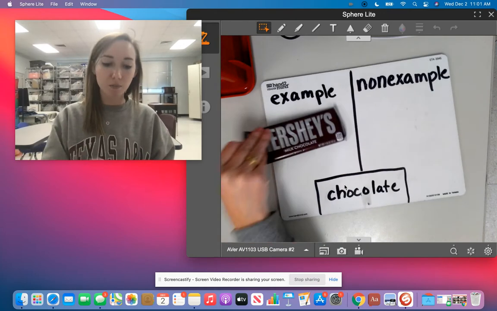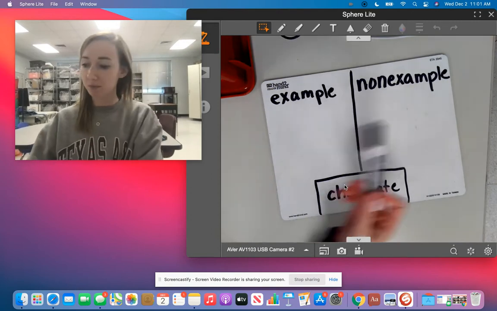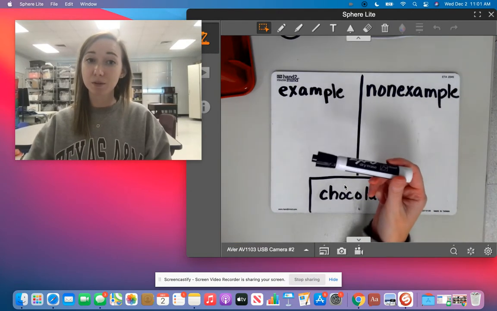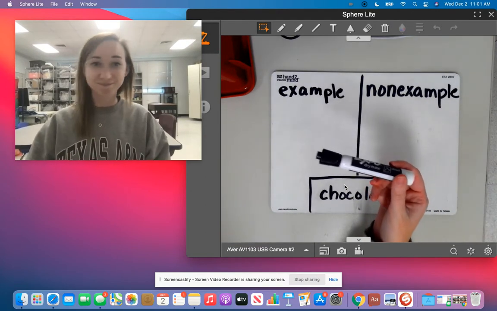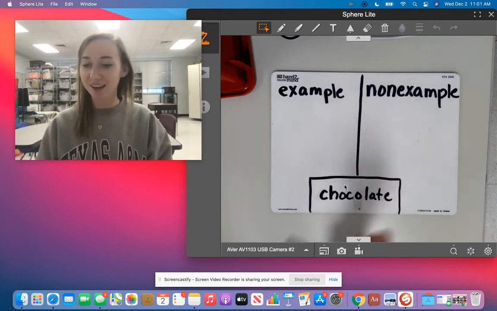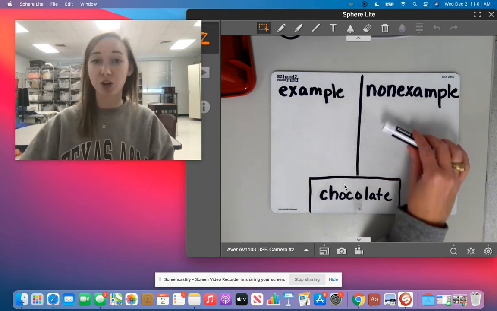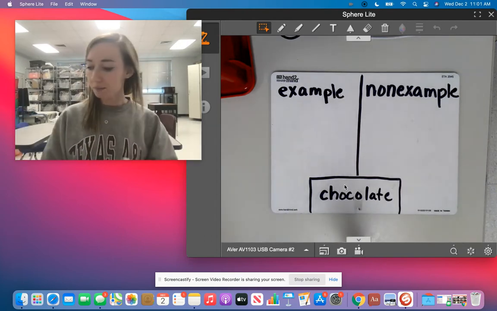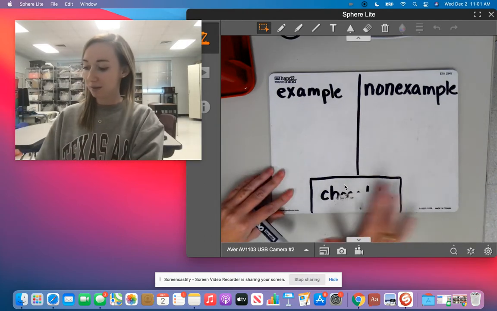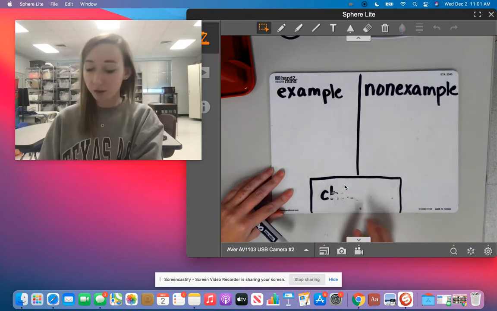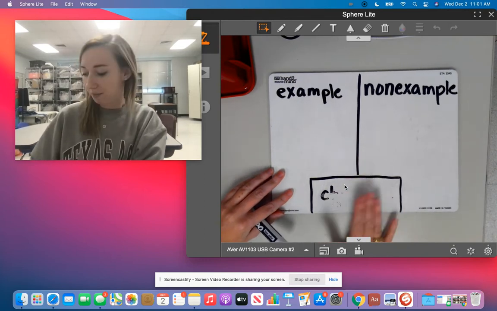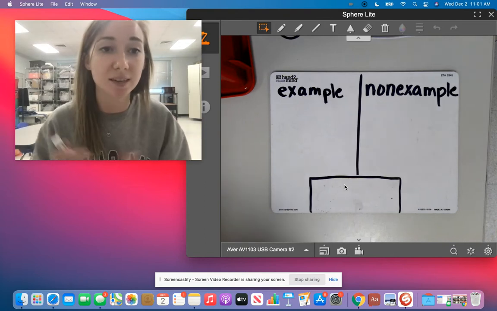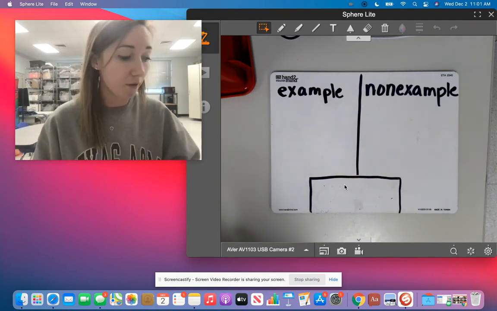So what about this marker? Is this an example of chocolate? No, this is not an example of chocolate. This is a non-example of chocolate. So that would go over there. So we're going to be doing that same activity, but instead of talking about if something's chocolate or not, it's all going to be chocolate, but we're going to be talking about if it is examples of certain fractions.